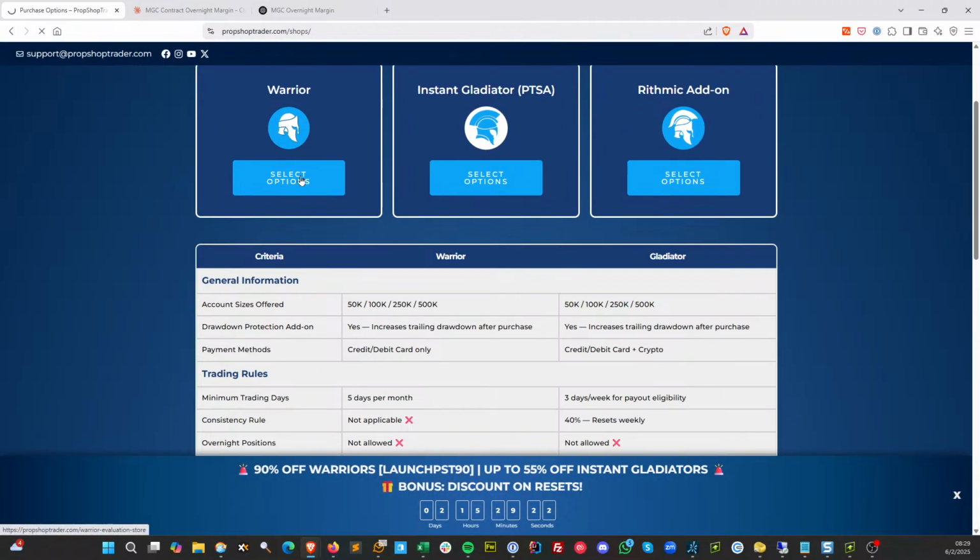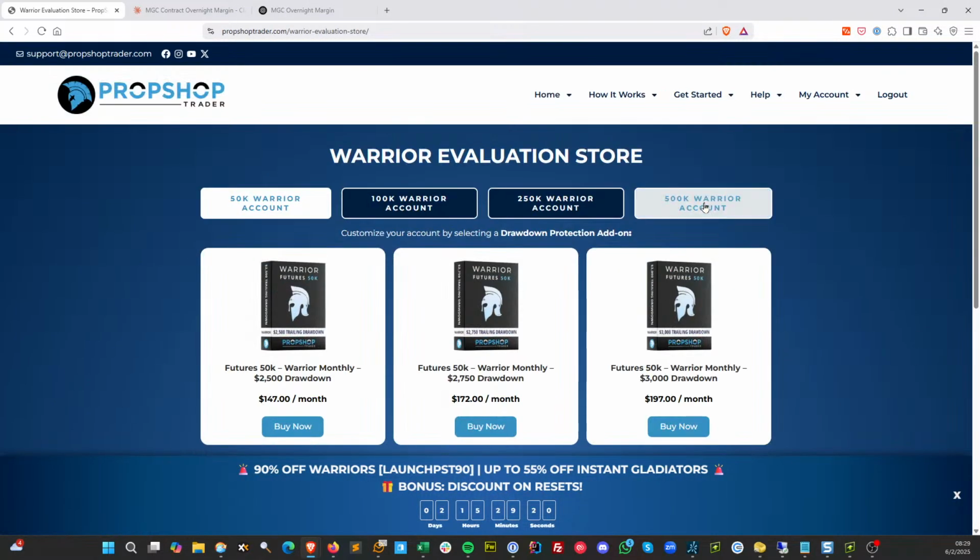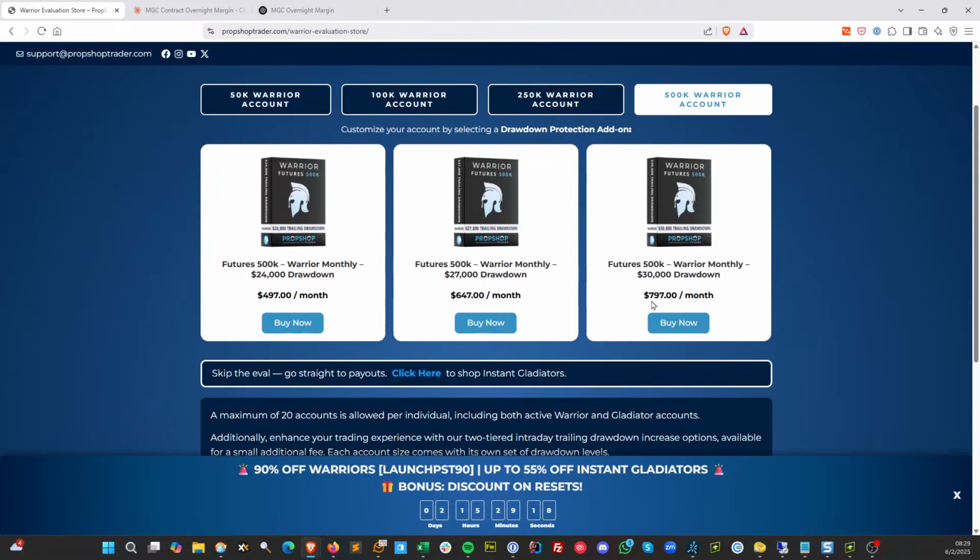But anyway, if you look at the warrior for the 500Ks, it's $800 a month, but 90% off. So that's $80 versus $50 if you have a $24,000 drawdown. So it's another $30 a month to get you an extra $6,000 of drawdown to play with. So it's quite a bit of wiggle room. That makes it a 1-to-1 ratio, which I like a lot.